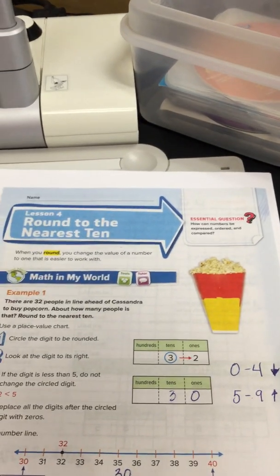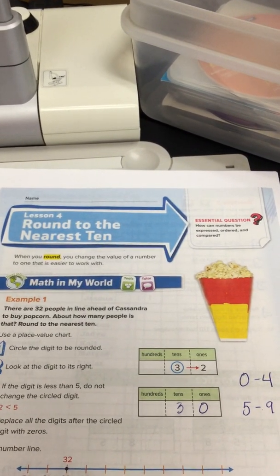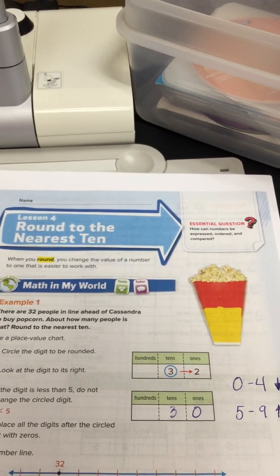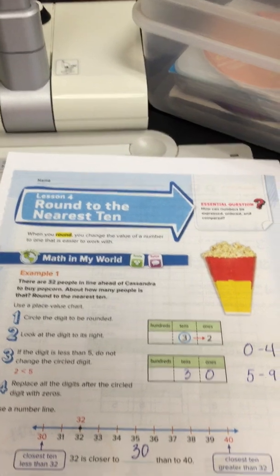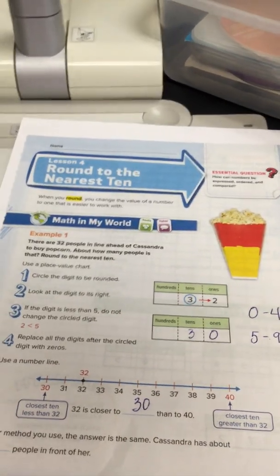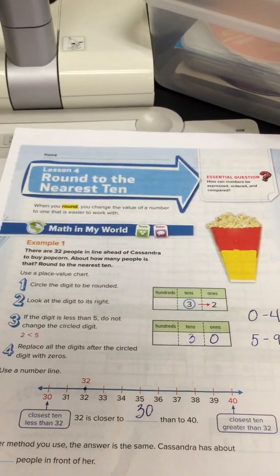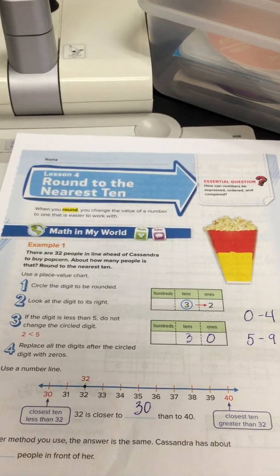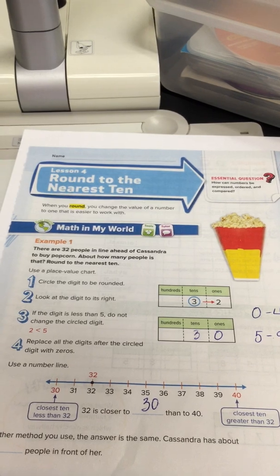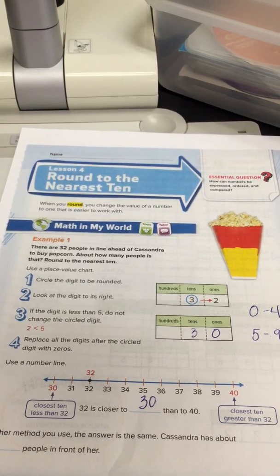So when we look at numbers and we decide to round them, we're changing the number to a value that's a little bit easier for us to work with. So look at our first example today. There are 32 people in line ahead of Cassandra to buy popcorn. About how many people is that? Well, let's round to the nearest 10.